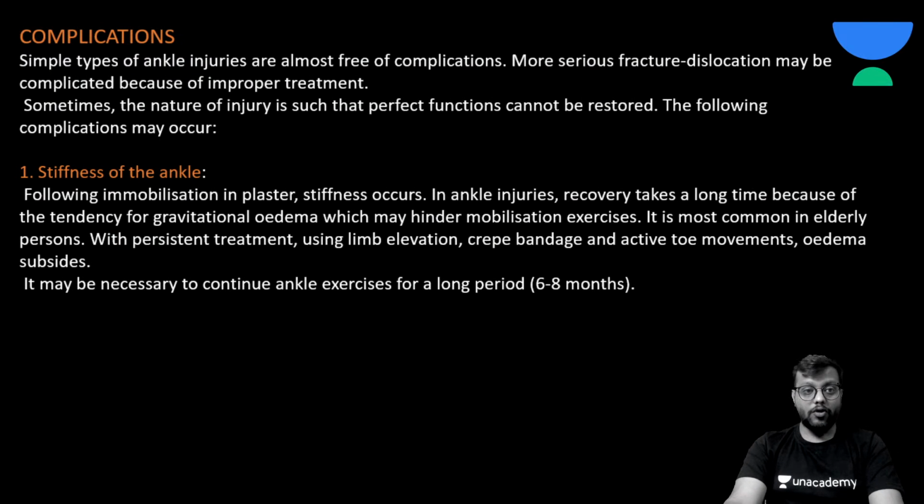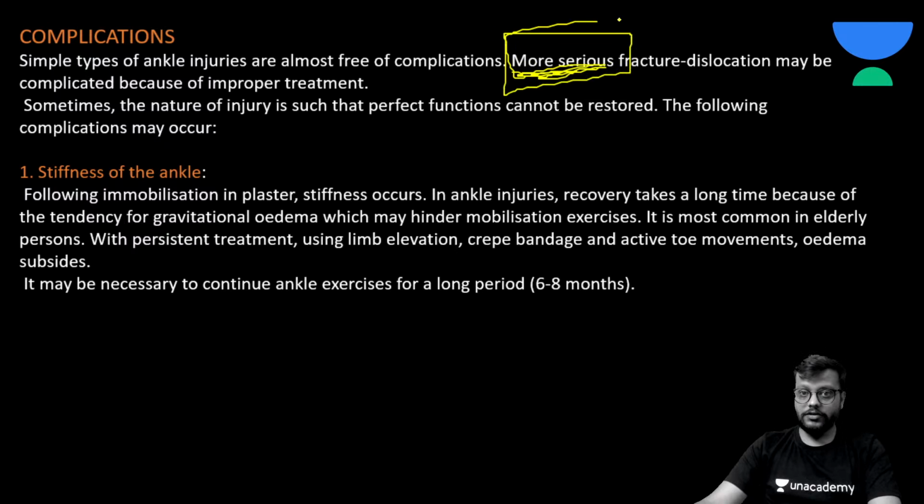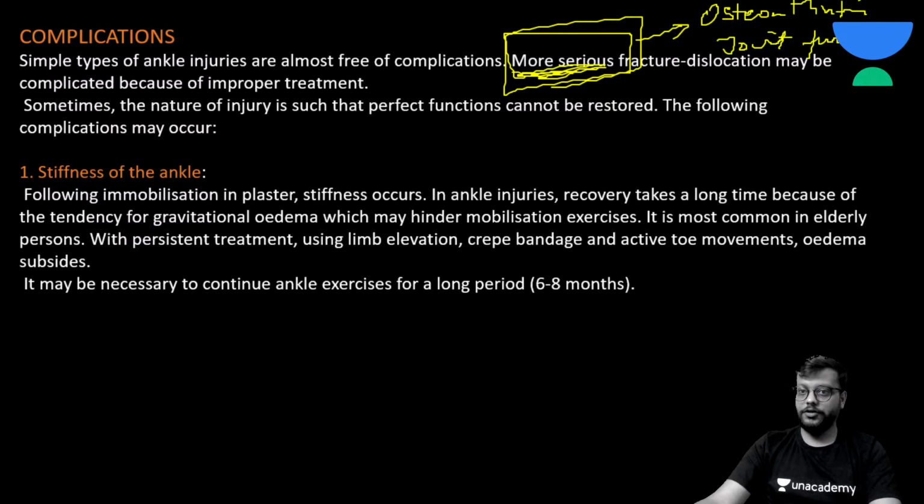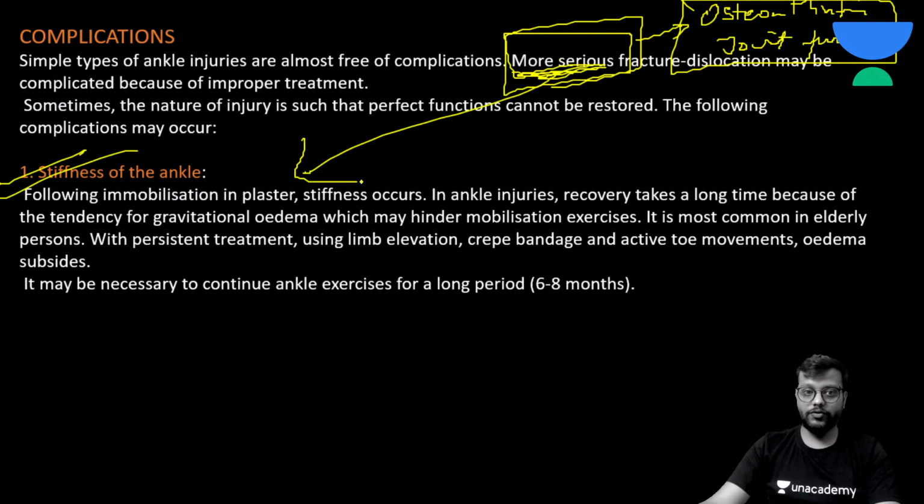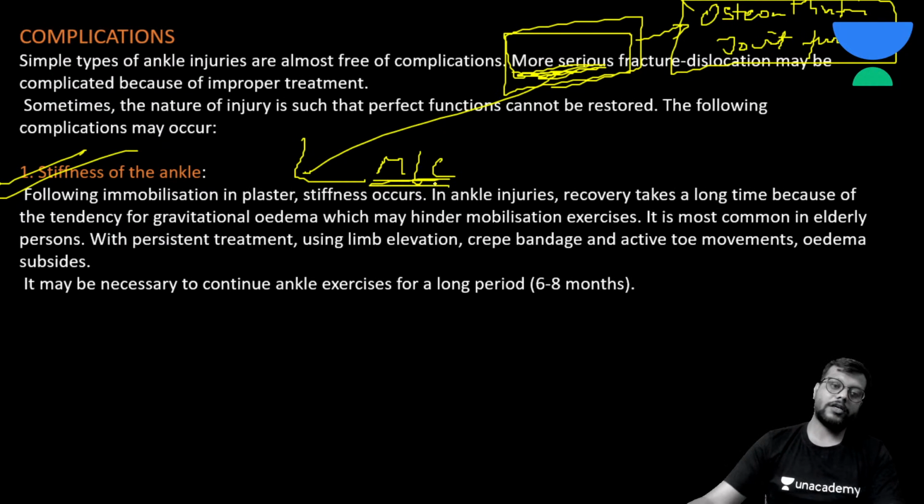Now complications, the most serious complication is osteoarthritis और joint function का disruption due to improper reduction of the fracture dislocation. Okay, so stiffness of the ankle जो होती है, that is the most serious and most common प्रॉब्लम, एंड इसको ठीक करने के क्या क्या तरीके हैं या प्रिवेंट करने के क्या क्या तरीके हैं?